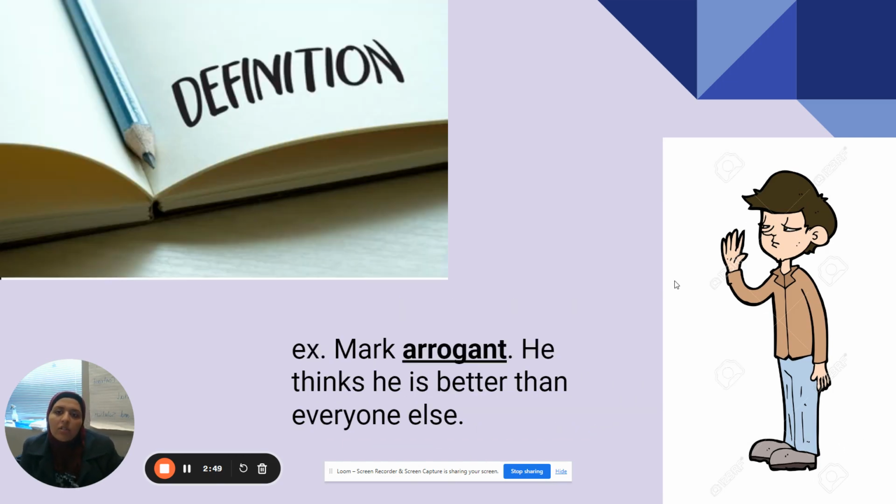All right, the second type of context clue is a definition. So the writer can give you a definition. Let's look at this example. Mark is so arrogant, he thinks he is better than everyone else. All right, so the writer basically defined what arrogant actually means here. They just told you an arrogant person, in the following sentence, is someone who thinks that they're better than everyone else. They gave you a definition.